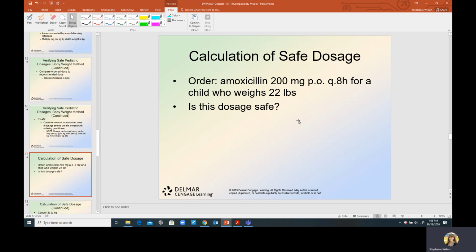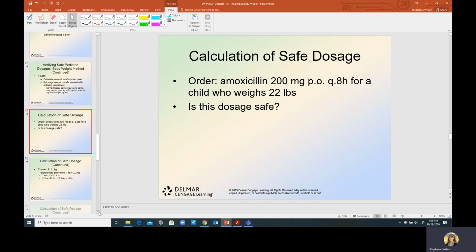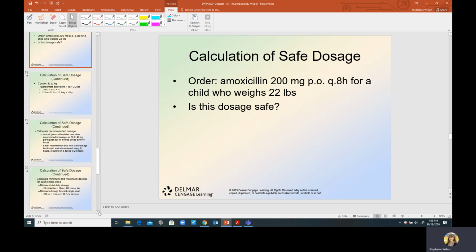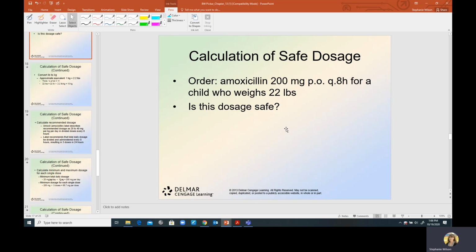All right, here's another example. So it says we have an order of 200 milligrams by mouth every 8 hours for a child who weighs 22 pounds. Our first step is going to be to convert the child's weight to kilograms. So I could put a 1 underneath this. I'm going to convert to kilograms.